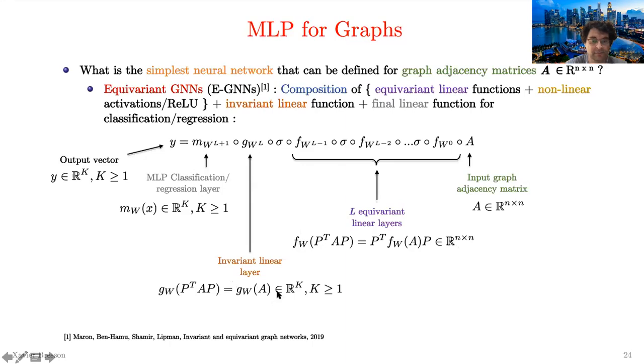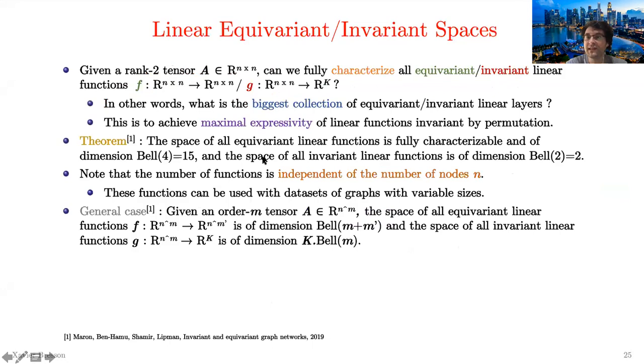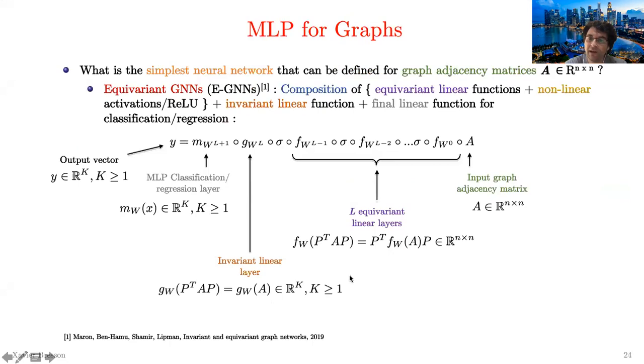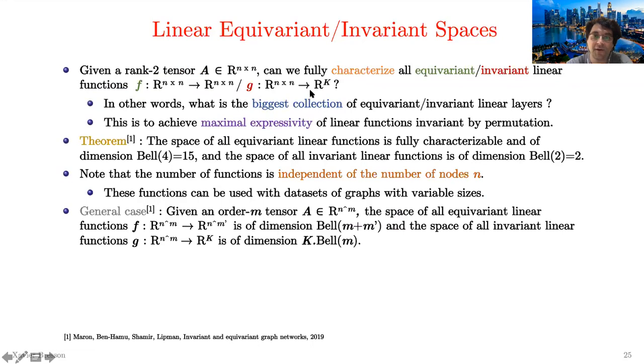Okay, so now the question is, how to characterize this function f and this function g? The equivariant function f and the invariant function g. If you have your graph represented by a matrix n by n, we want to fully characterize all equivariant and invariant functions f and g. So the question is basically, what are all these functions f and g? Because you want to achieve maximal expressivity, you want to find all these possible functions.